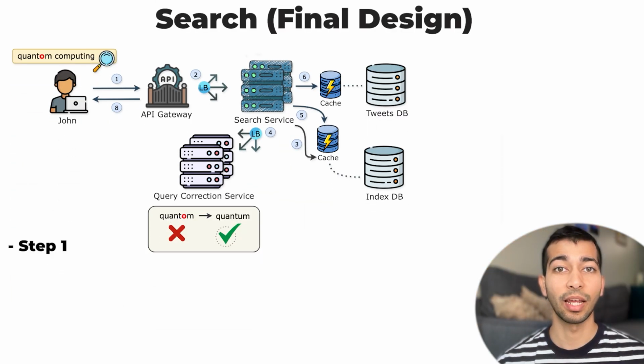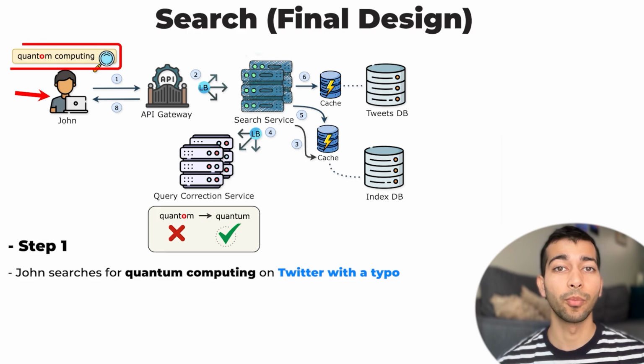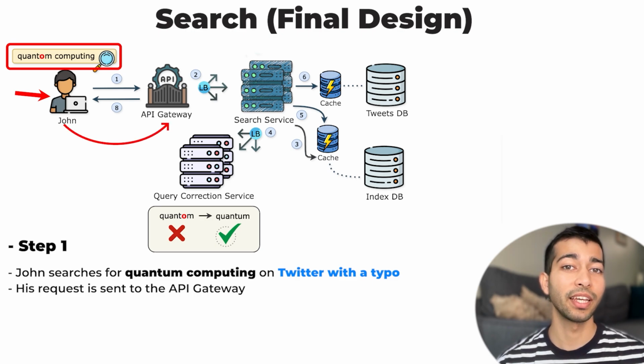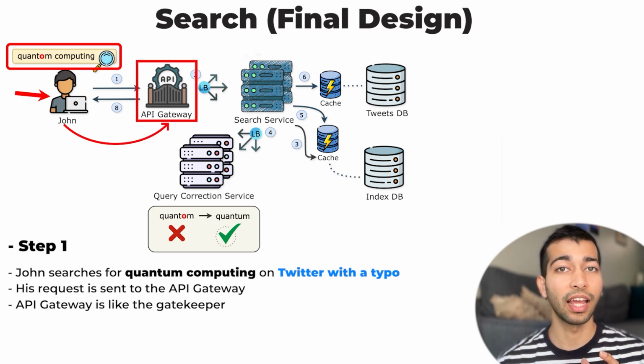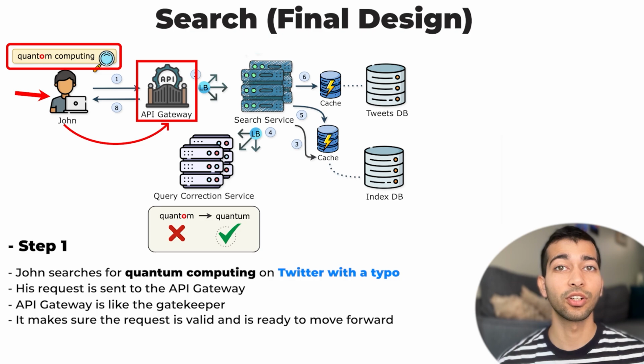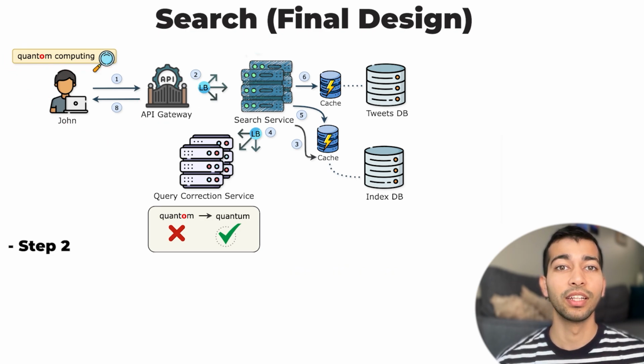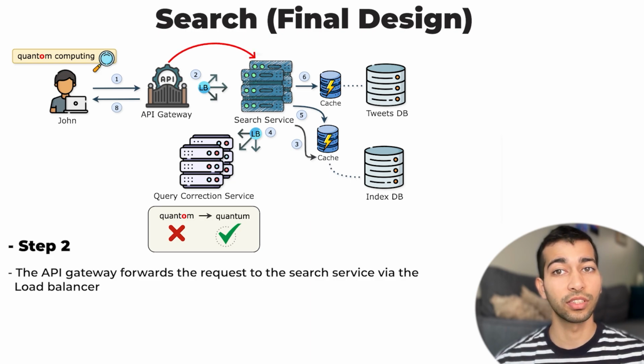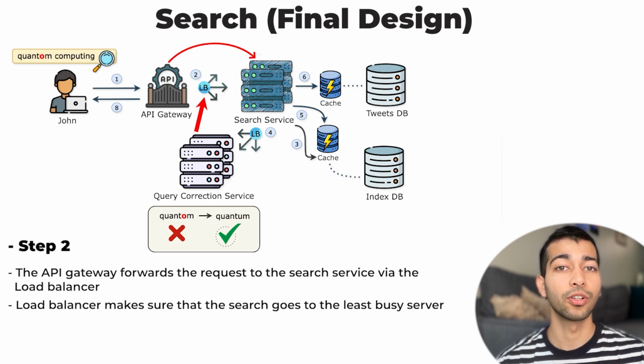So here's how the system works, step by step. Step number 1. John types quantum computing into Twitter with a typo. As soon as he hits search, his request is sent to the API gateway. API gateway is like the gatekeeper. It makes sure the request is valid and is ready to move forward. Step number 2. The API gateway forwards the request to the search service via the load balancer. The load balancer makes sure that the search goes to the least busy server, ensuring smooth and fast processing.